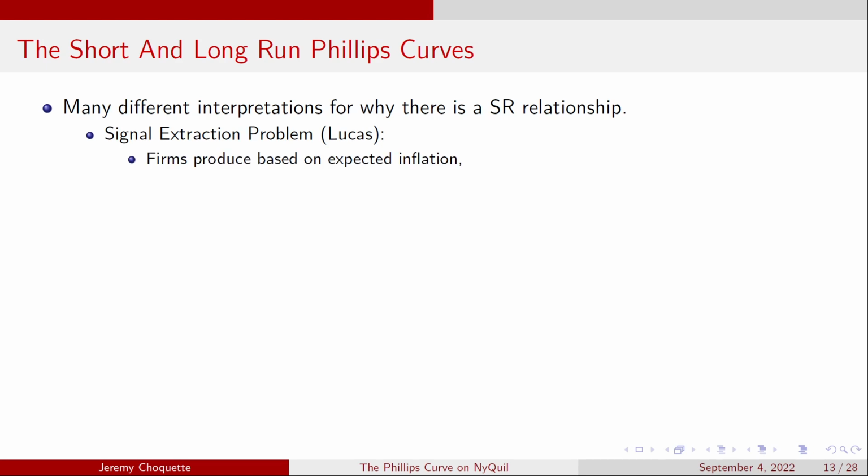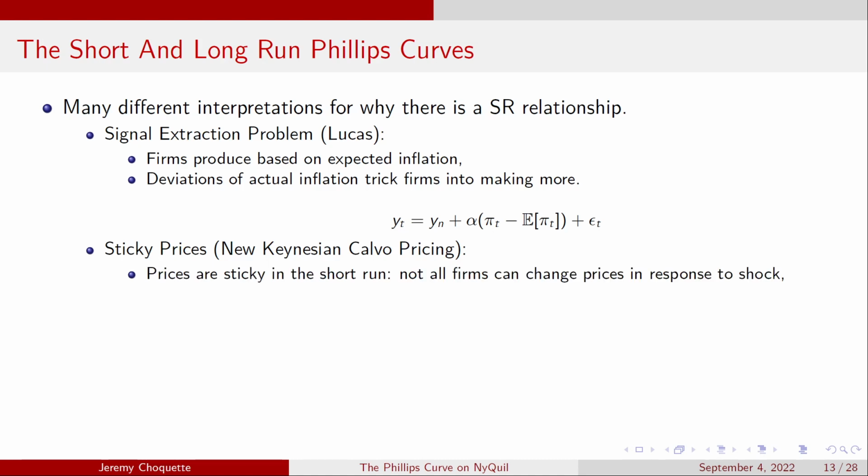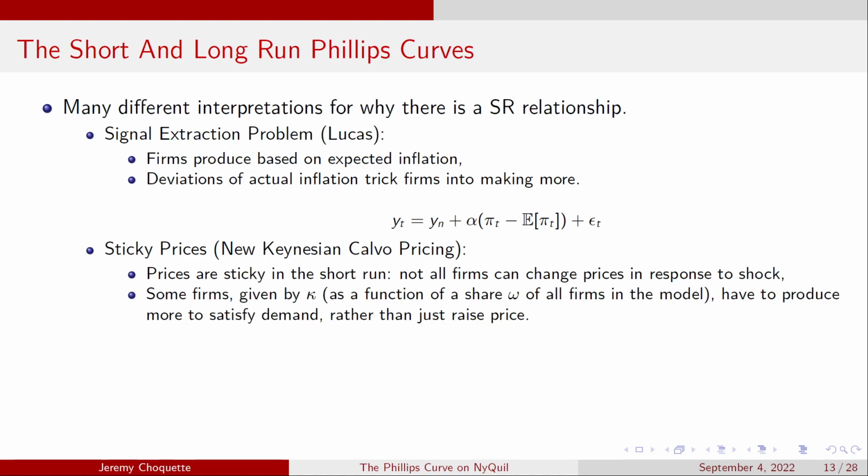Now, there are many different interpretations for why there's a short-run relationship. There's the signal extraction problem, where firms produce based on expected inflation, and if there's a deviation of actual from expected inflation, it's going to trick firms into producing more stuff. So this function right here would be indicative of a signal extraction problem. There's the sticky price argument. It's what's known as Calvo pricing, where prices are sticky in the short run, and not all firms can change prices in response to a shock. Some firms have to produce more to satisfy demand rather than just raise prices.